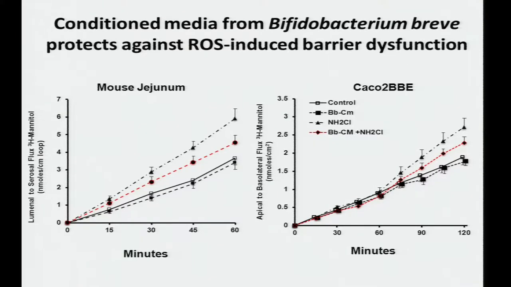The next slide is one example of many, but this one comes from our laboratory, of conditioned media from Bifidobacterium breve, which protects both mouse jejunum as well as human Caco-2 epithelial cells, protecting their barrier function against reactive oxygen species. Here are the controls, and in this case, we're measuring pericellular flux using tritiated mannitol. When you add the ROS, you can see that the barrier function breaks down both here and here. But if you pretreat these tissues with conditioned media from Bifidobacterium breve, you can mitigate that effect on barrier function.